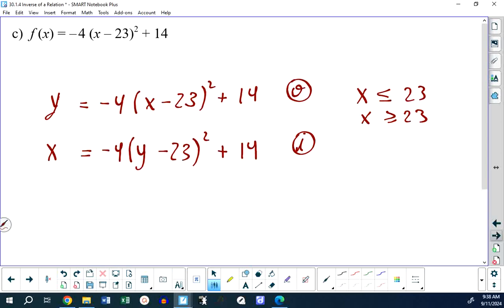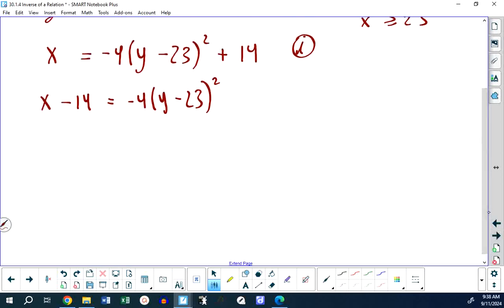In order for me to get at the y, I have to subtract 14 first. Then I can divide by -4. Then I can worry about removing the square root. Then I can worry about getting rid of the 23. So I subtract 14 from both sides. I divide everything by -4.